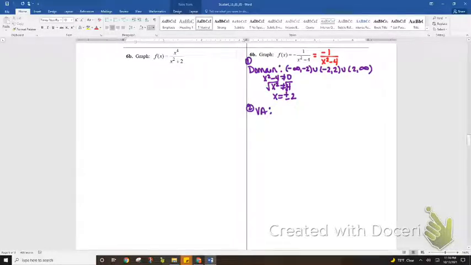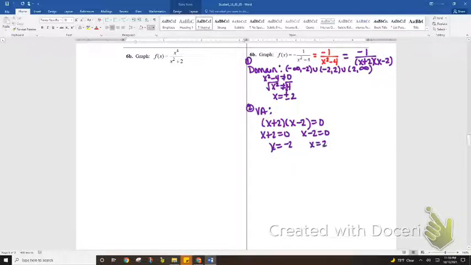Vertical asymptotes. Well, now we need to make sure we factor this out. So negative 1 over x plus 2, x minus 2. Does anything cancel? No, so our vertical asymptotes are the uncanceled factors of the denominator equal to 0. And so we know x plus 2 equals 0 and x minus 2 equals 0. So we have vertical asymptotes at x equals negative 2 and x equals positive 2. Do we have any holes? Well, did anything cancel? It did not, so there's none.